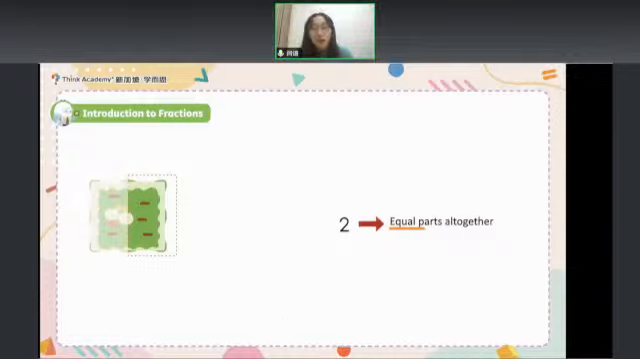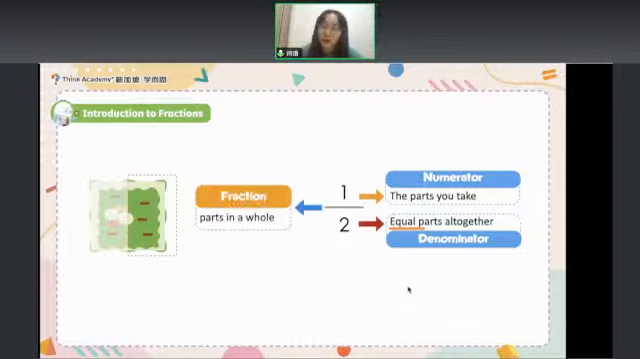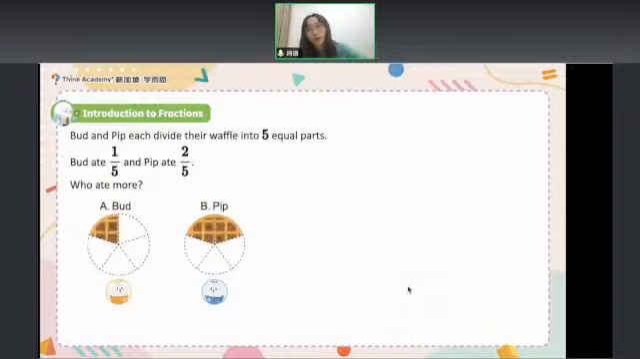So following this, I just take 1 out of 2. So here you can see that 1 is for the part you take. So here, 1 is for the numerator, 2 is for the denominator, and here we put a short line in the middle, that is for the fraction. So for the fraction, it will show you the parts in a whole. This part is very easy, right? Now, move on to the practice.